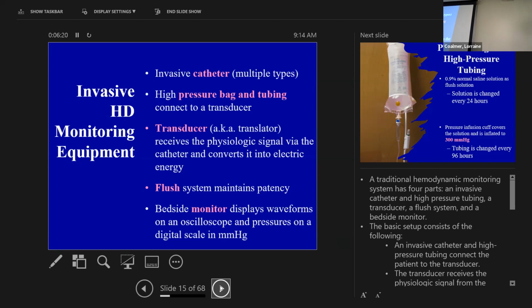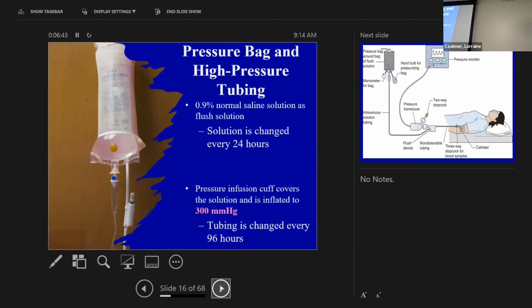So other thing, you have primary IV tubing and secondary IV tubing. You have primary monitoring tubing and secondary monitoring tubing. So if I have more than one line, do you think I can have more than one line? Yeah. So if I have more than one line, secondary tubing. So I'll show you how that goes.